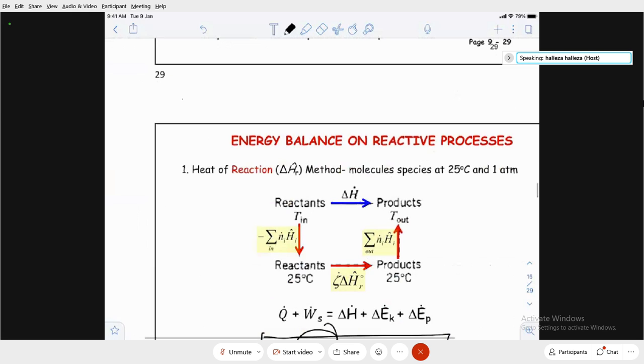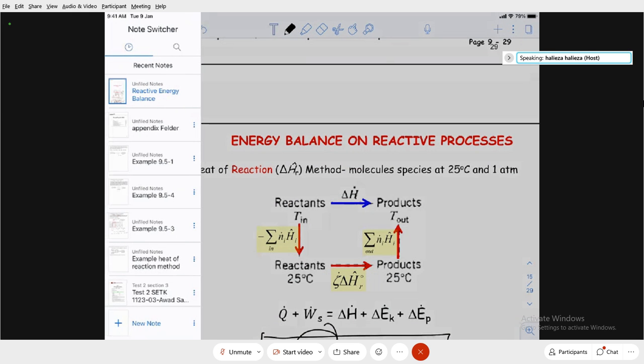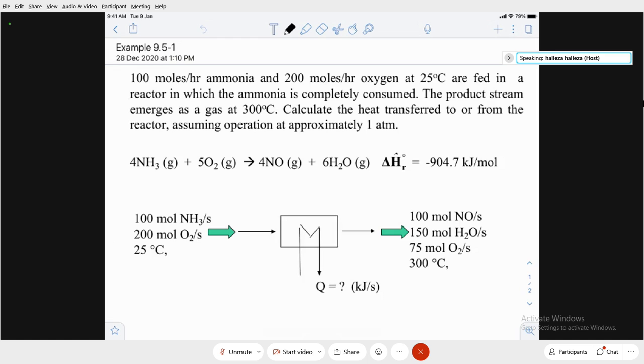Let's look at example 9.5-1. This is one example from the textbook. Fortunately for this example, you have the outputs already. The amount of product is already known. You don't need to do the material balance. This example is just used to show you how to do the energy balance.